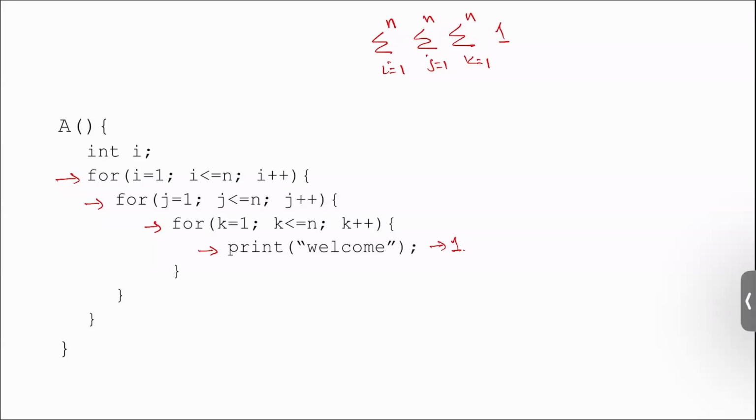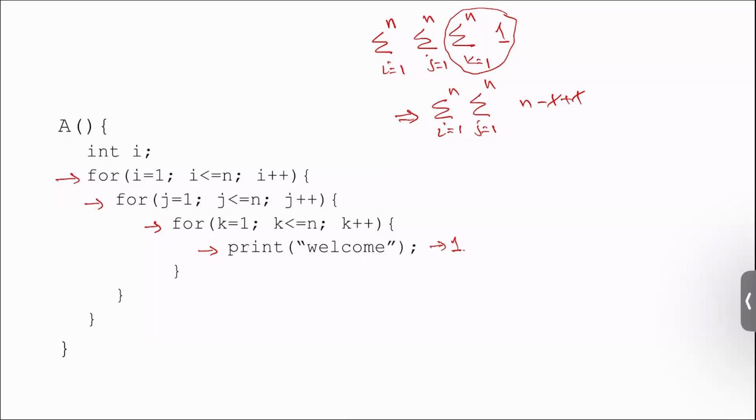Now what's next? Next is to solve this equation. How to solve this equation? We'll first solve the innermost sum equation, and then we shall solve the next sum equation, and then the next one. The outer 2 equations will be the same: i is equal to 1 to n, j starts from 1 to n. The inner sum equation is going to be the upper limit, which is n, minus the lower limit, which is 1, plus 1 from the formula. 1 and 1 cancel out, so n is remaining.